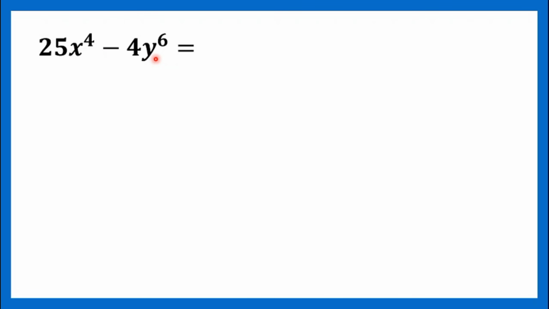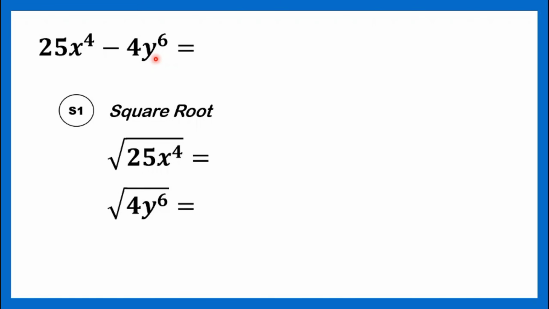So, kapag ganun, proceed ka na ngayon sa step number 1. Very simple. Square root lang. Get the square root of the first term and the last term. This is the square root of 25x raised to 4, which is our first term, and square root of 4y raised to 6, which is our second term. Now, for square root of 25, ano ba yung number na kapag minultiply sa sarili, 25 ang sagot? So, that's 5. So, ibig sabihin ng square root nito ay 5.